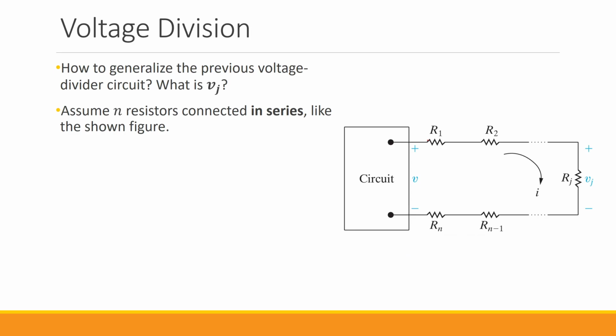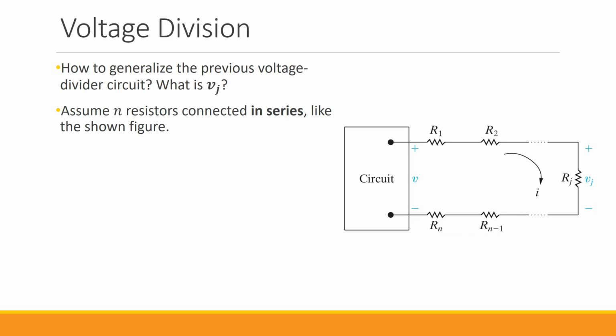So now, based on these, we can generalize the voltage divider circuit. How to generalize the previous simple two resistor voltage divider circuit? Let's just say we have this circuit, and this circuit, whatever it is, gives us a voltage across its two terminals. These two terminals are now connected to a bunch of resistors. We have R1, R2, all the way to Rn. Now we want to see what is the voltage across resistor Rj. And you see all of these are connected in series.